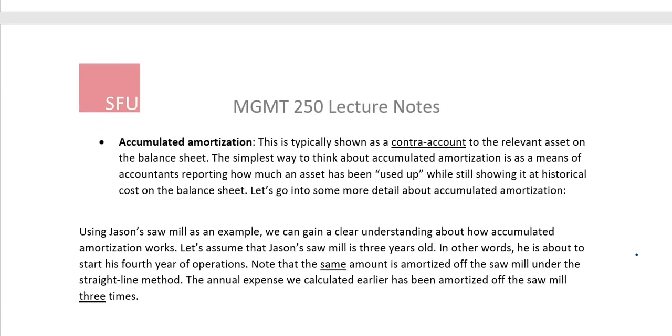And one more, accumulated amortization. This is a contra account to an asset shown on the balance sheet. The simplest way to think about accumulated amortization is as a means of accountants reporting how much an asset has been used up while still showing it at historical cost on the balance sheet. So let's go into more detail about accumulated amortization. It's an important concept.